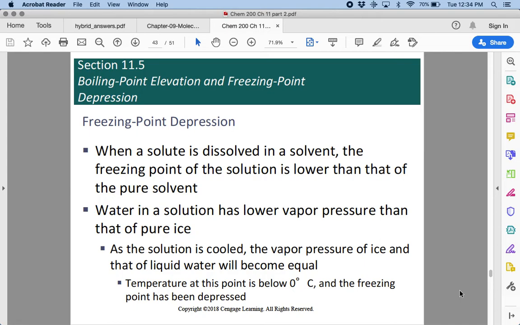Freezing point depression is a similar thing. For those of you who have gone to areas that freeze during the winter, you may have noticed that some people put salt on the sidewalk to hinder the ability of ice patches forming on the sidewalk. And this would be an example of freezing point depression. So the freezing point of water is 0 degrees Celsius. If we make it a solution with salt, in this case table salt, that freezing point will lower.